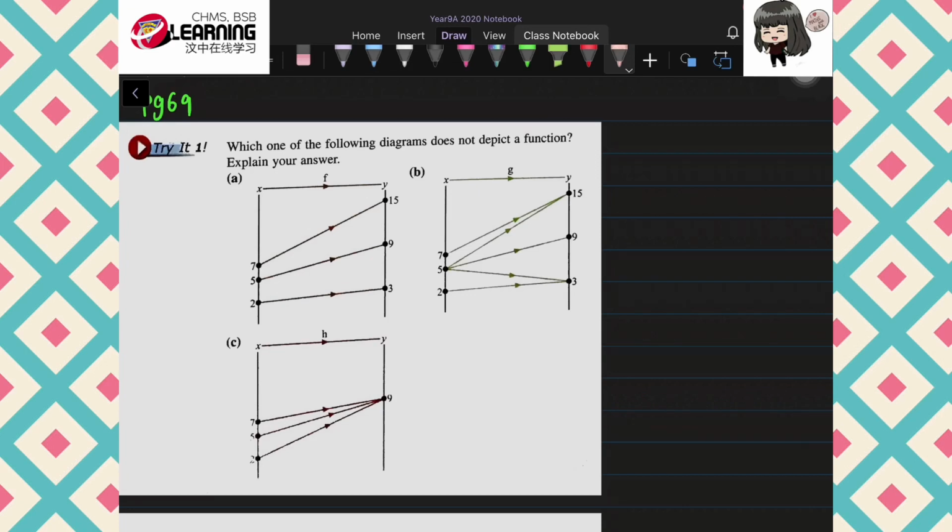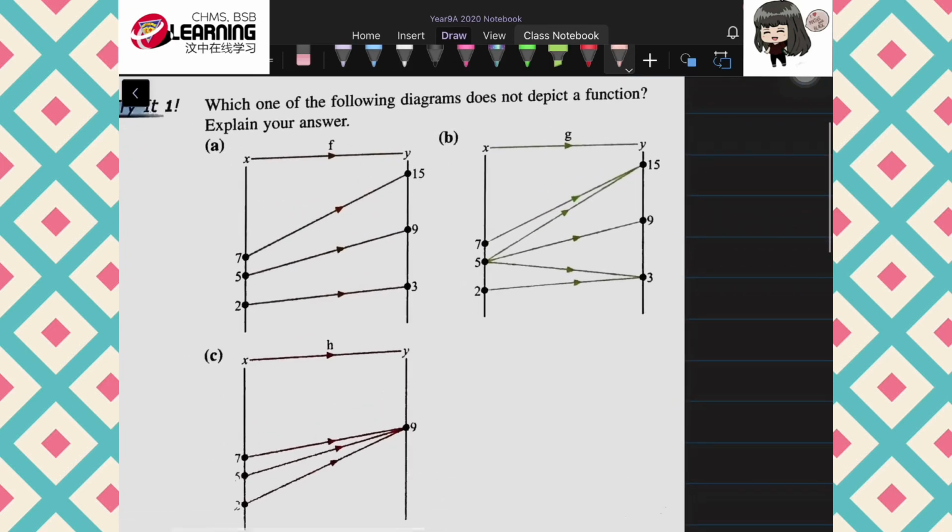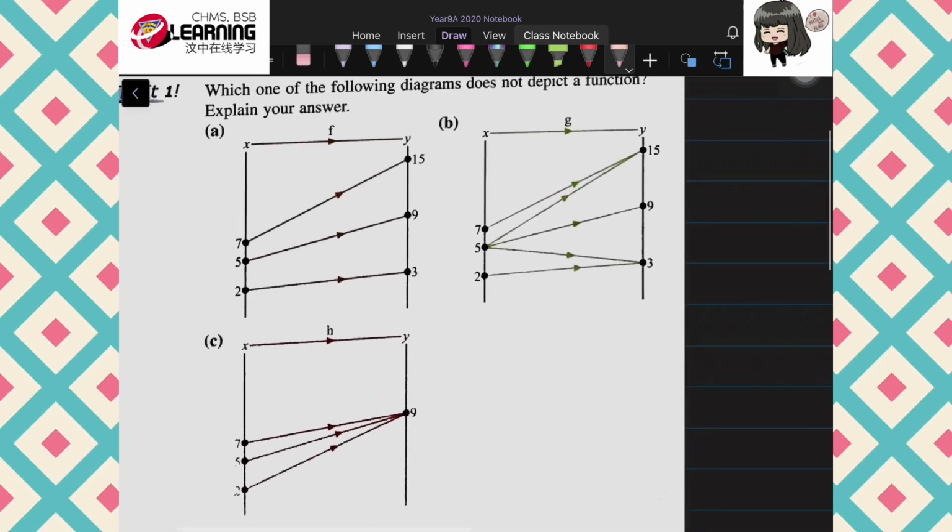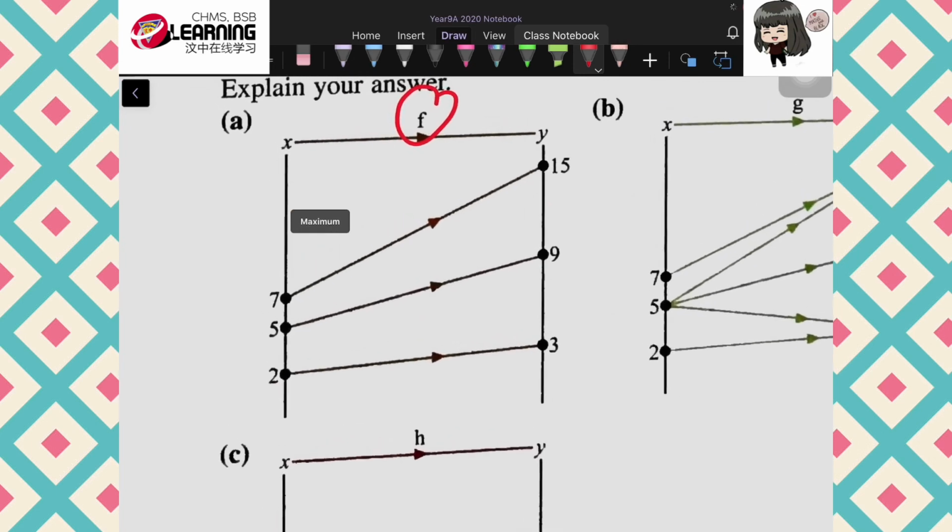Okay, let's look at the relation for all these A, B, C. The relations F, G, and H, are they really called functions? Let's look at F in part A.